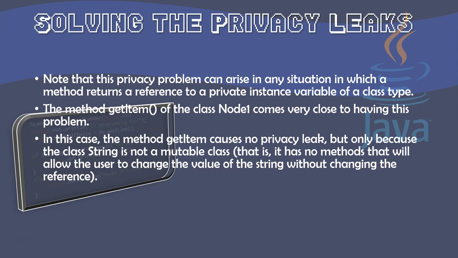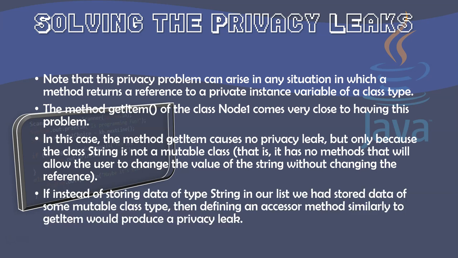However, in this case, the method getItem doesn't actually cause a privacy leak, but only because we're using a string, and String is not a mutable class, and we don't have any methods that are going to change the value of the string without changing the reference. So if instead of storing the data type String in our list, we had stored data of some mutable class type, then defining an access method similar to getItem would produce that privacy leak.